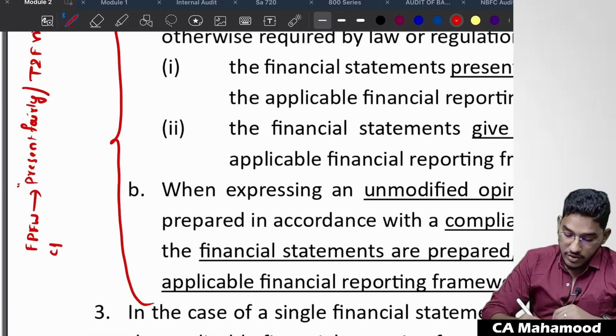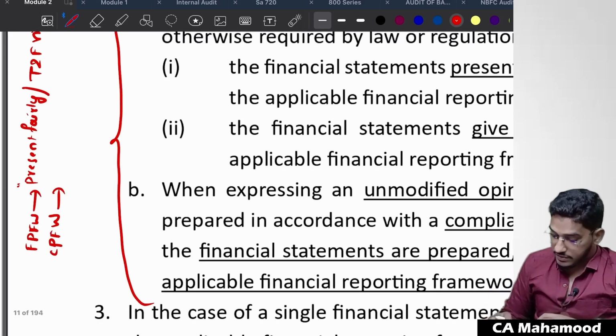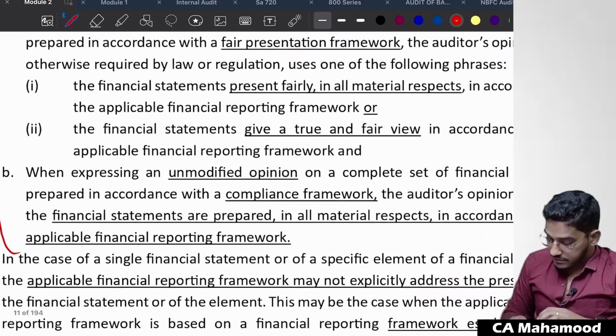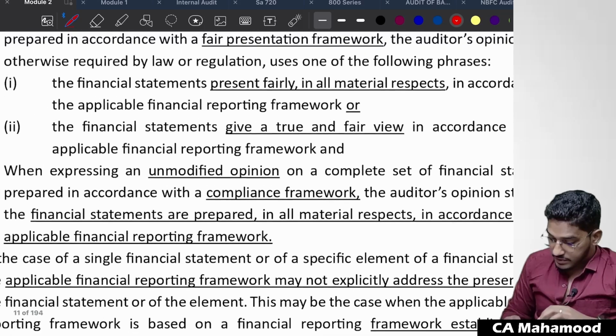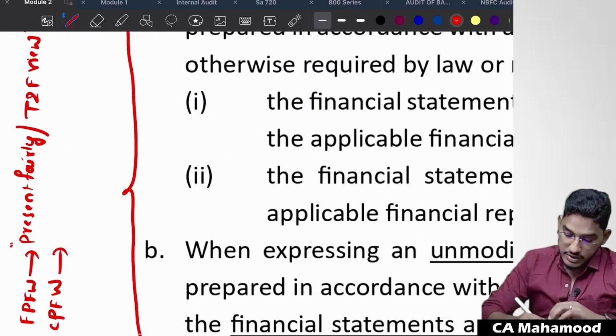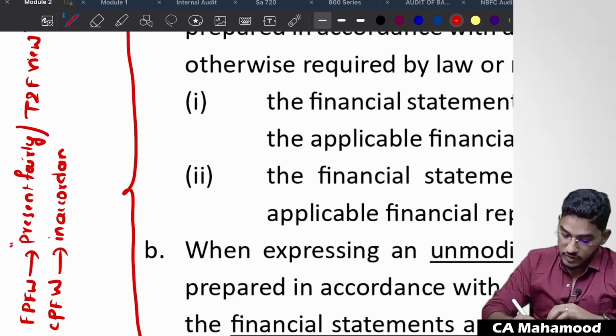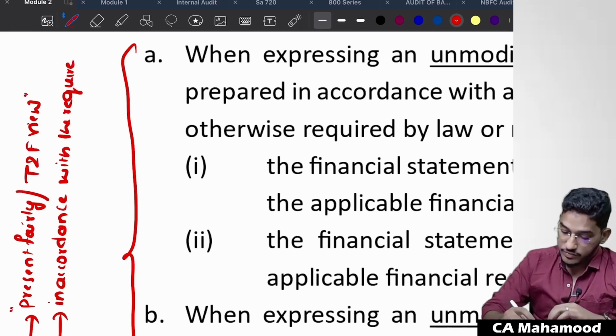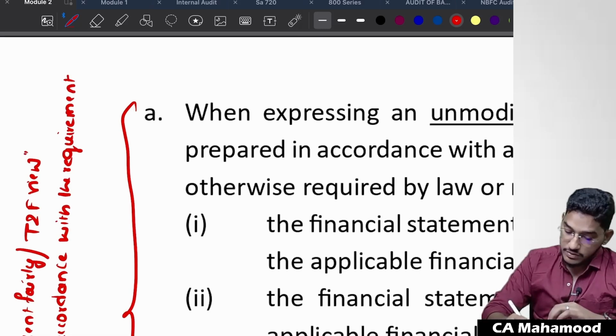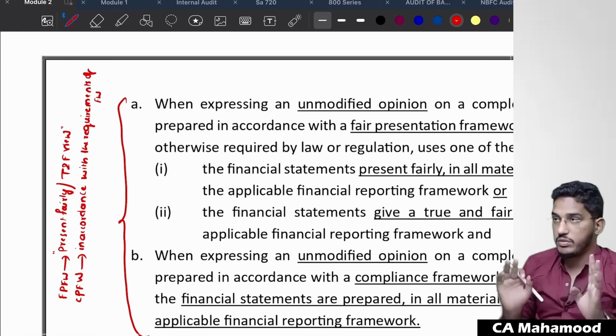In case you are conducting an audit of statements prepared as per a compliance framework, you will use the specific terminology: financial statements are prepared in accordance with the requirements of the framework. Here we will not talk about true and fair view. Why? Because in the compliance framework we know true and fair view will not be there.